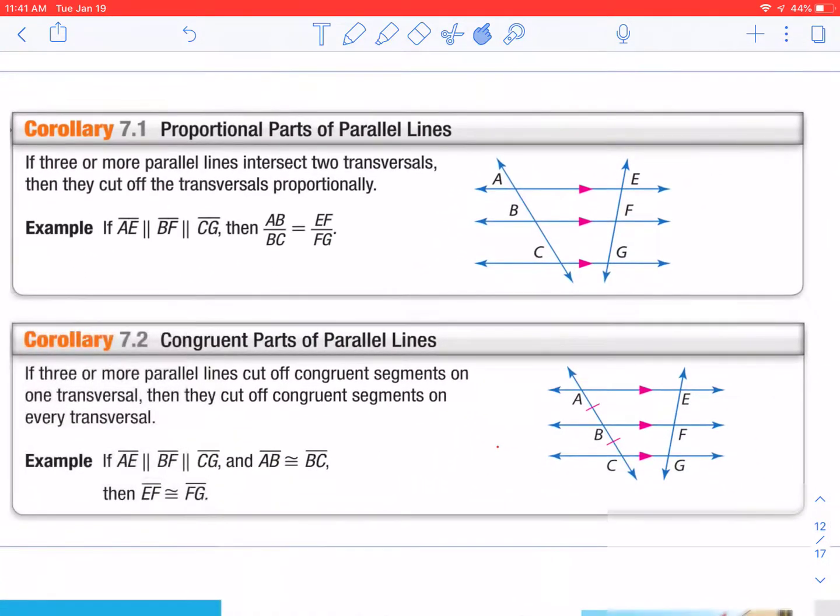Okay, our last theorem is we have proportional parts of parallel lines. So it's kind of like the triangle, kind of the same idea, where we have this top part over this bottom part, and this top part divided by this bottom part, and we get a proportion. Over here, we have this segment and this segment are equal to each other because the two across are equal, and we just set them equal.